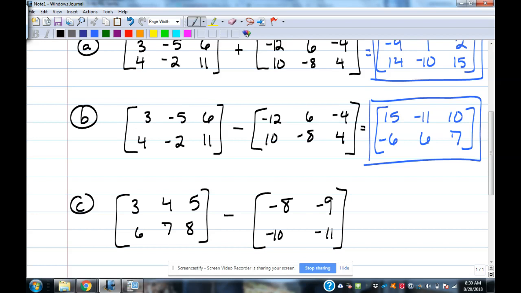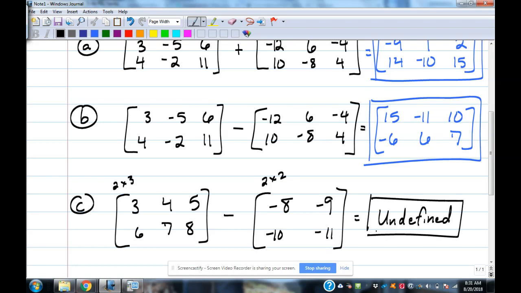What size is this first one? 2 by 3. What size is the second one? 2 by 2. If they don't match in size, it's undefined.